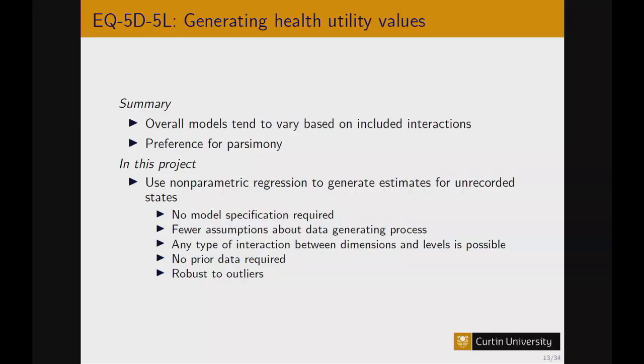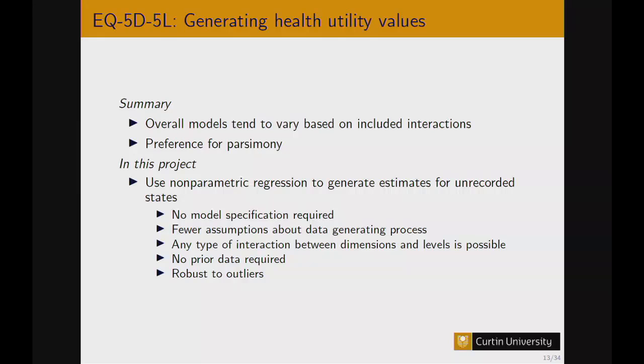So in this project, I'm using nonparametric regression to generate estimates for the unrecorded states. So I'm going to use the data that we recorded as training data, and I'm going to train my algorithm, if you will, on that data, and then use it to predict over all of the unsampled states. So there's no model specification required to do this. So I don't have to say, okay, I know a linear relationship, there's alpha, there's beta 1, there's beta 2. I don't have to do that.